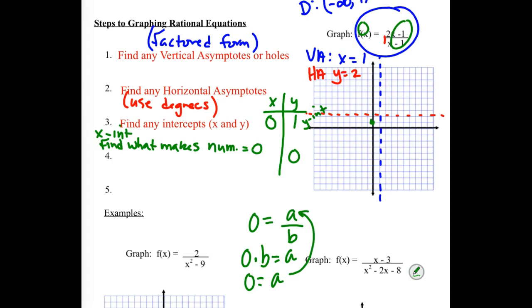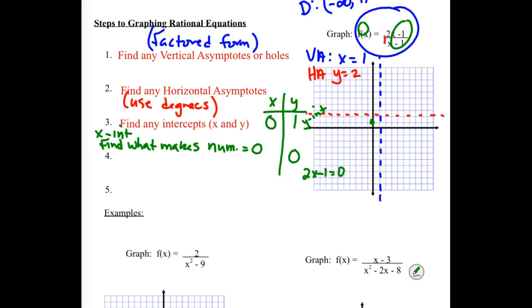All right, so going back and looking at our expression here, the numerator was 2x minus 1. Okay, so we're looking for when 2x minus 1 gives us a 0. We'd have to add the 1 and divide out the 2. So we are going to cross the x-axis at 1/2. Okay. Next step.